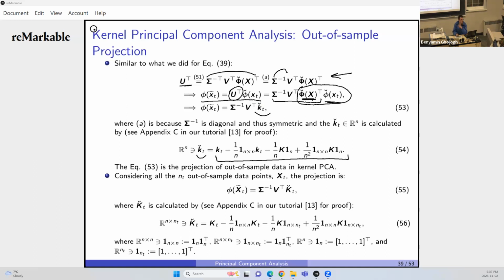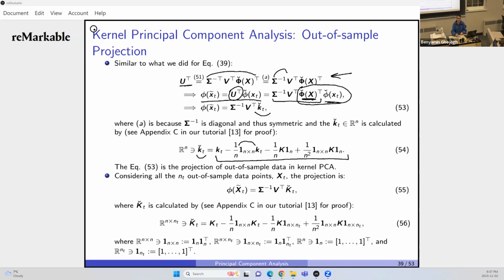KT. So KT is obvious to calculate, right? What do I mean? I have n training data points and one test data point. Of course, KT will be an n-dimensional vector, where you calculate the kernel function. The kernel function can be RBF kernel, linear kernel, whatever kernel. You calculate the kernel function between every training point and the test point. So KT is known.